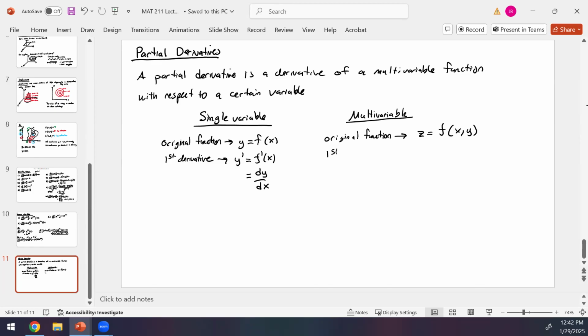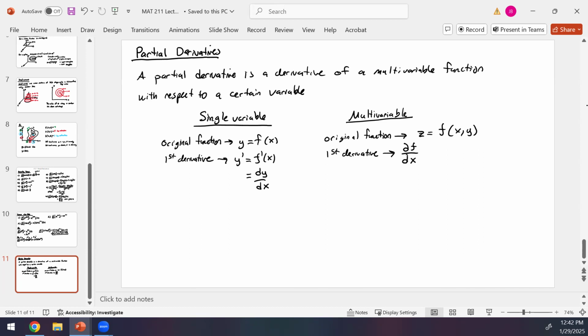And so if I take the first derivative, well, how would I do that? You have to decide which variable you want to take the derivative with respect to. You can't just take a derivative of both variables at the same time. You have to do it one at a time. So you can do x or you can do y, but you can't do x and y at the same time. So instead of using dy dx, we're going to use a new notation, which we call partial. It looks like a d, but it's kind of curved. So it's partial f over partial x.